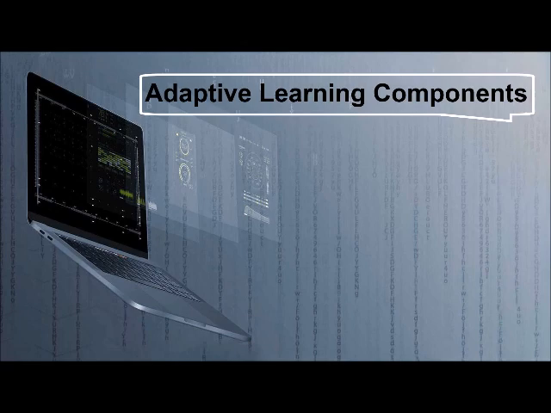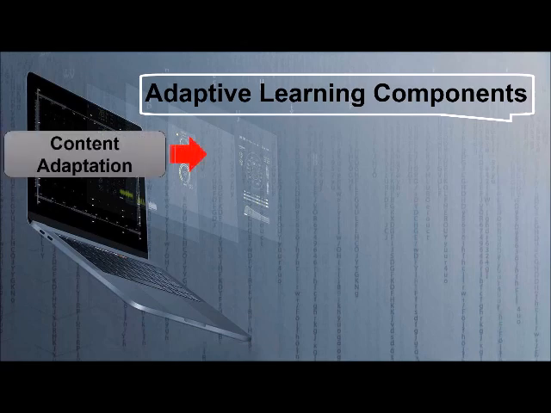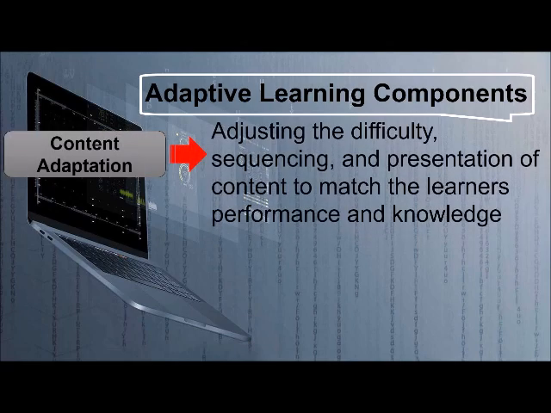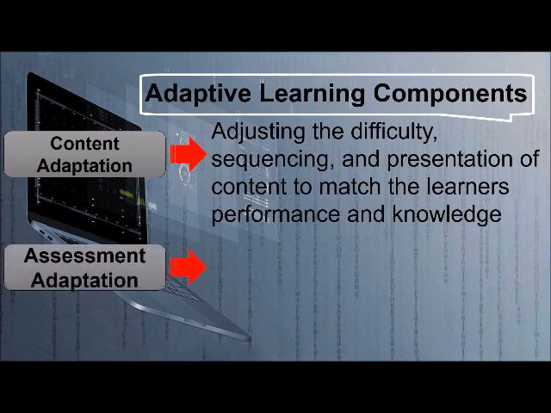So what are adaptive learning components? The first one, we have content adaptation. Content adaptation means adjusting the difficulty, sequencing, and presentation of content to match the learner's performance and knowledge. In other words, it aims to select the content that is most relevant to learner needs, priorities, and presentation. Some learners may wish to get a simple version of the content and others may wish to get a detailed version.